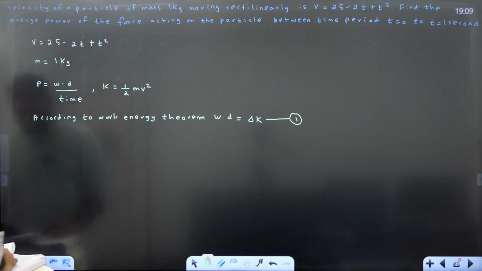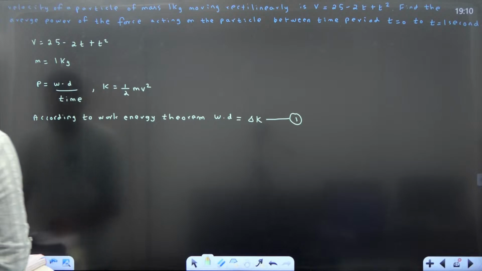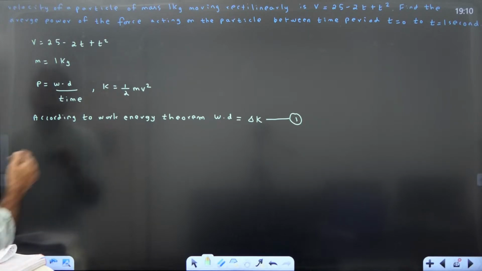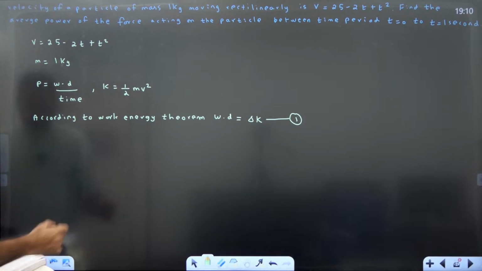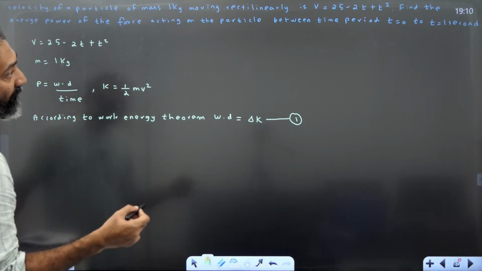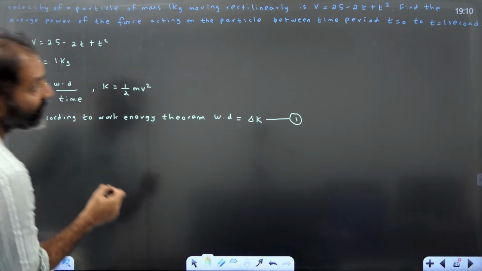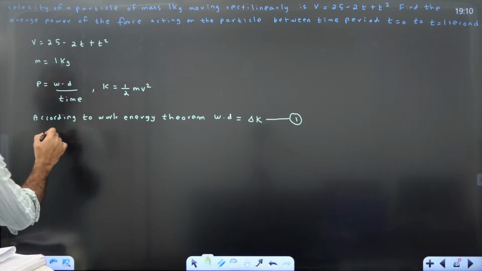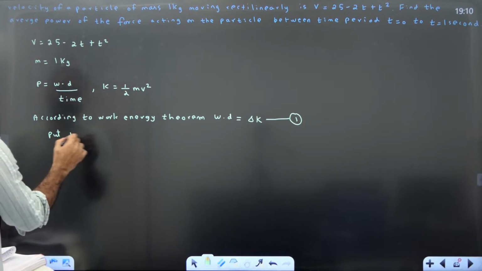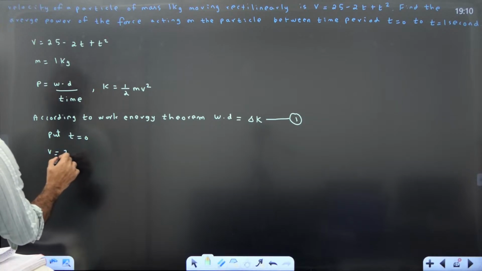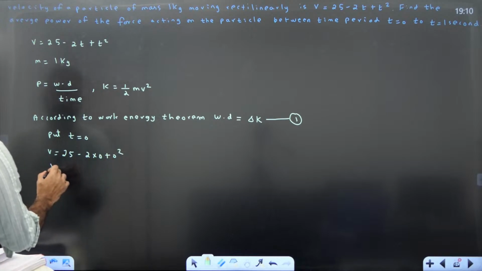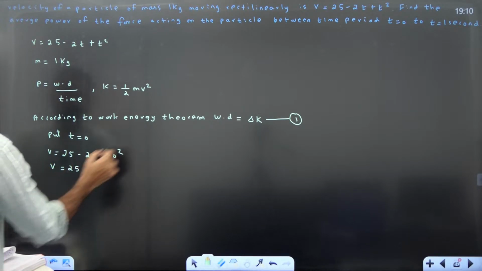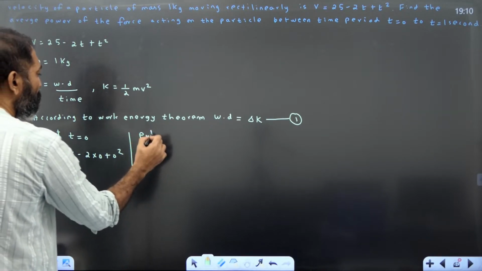Kinetic energy is equal to what? Half mv square. Work done is equal to change in kinetic energy. Now, you should know that v is equal to 25 minus 2t plus t square. Now, we have to find out the velocity between the interval t equal to 0 and t equal to 1. So, put t equal to 0. Velocity is 25 minus 2 into 0 plus 0 square. So, initial velocity is 25.